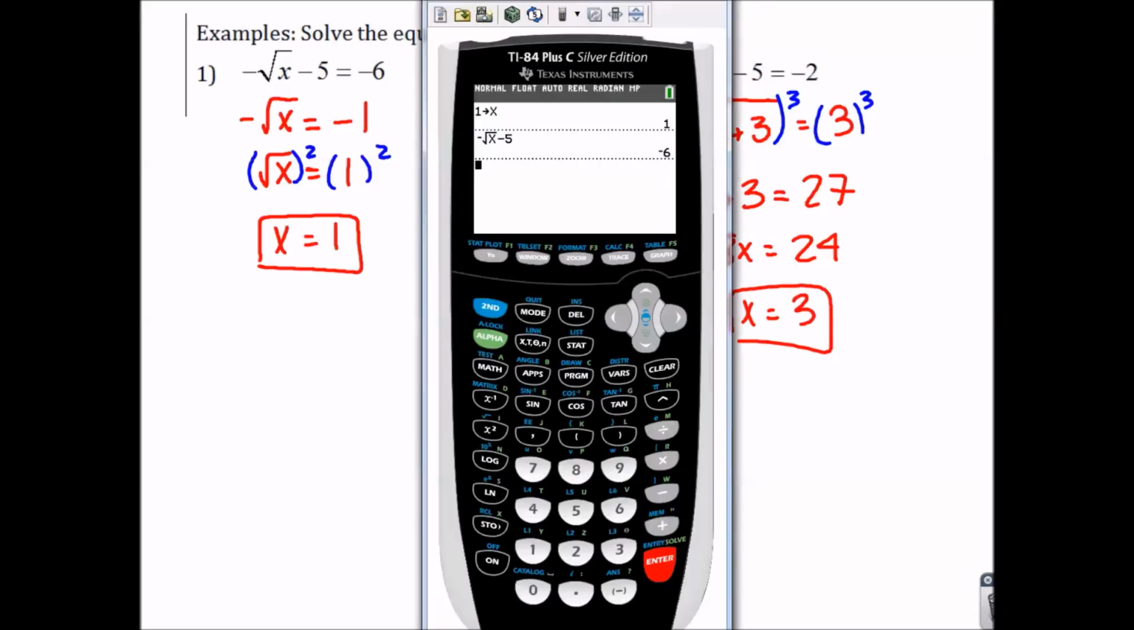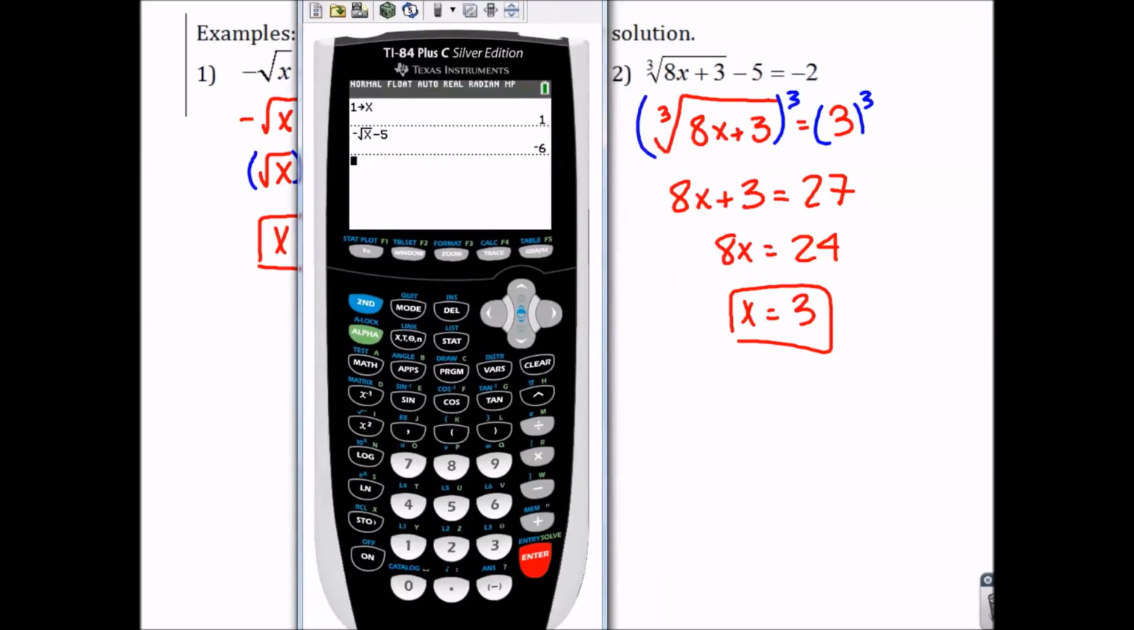And I can check and see if that answer works. So I have cube root. Cube root is math and then option 4. And I end up with negative 2, so 3 is the correct answer.